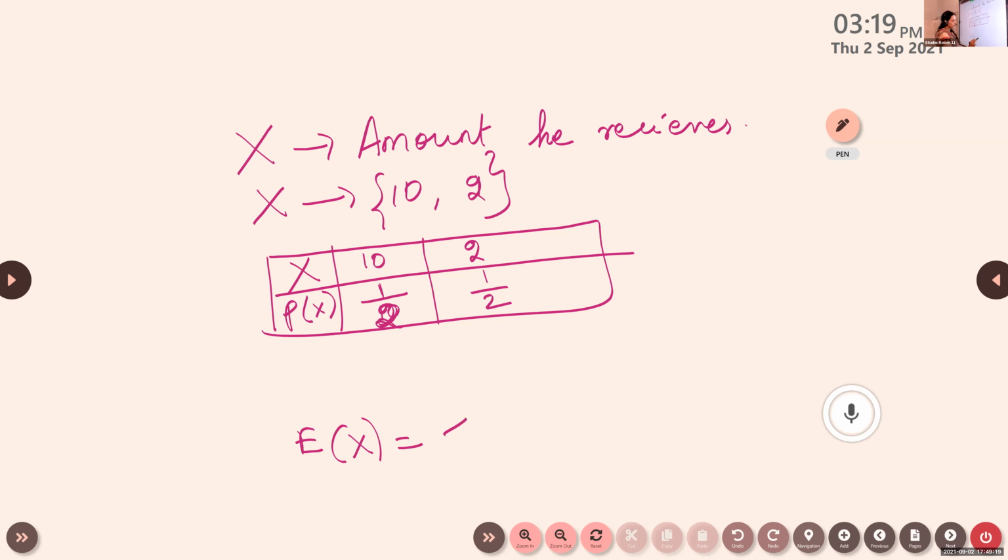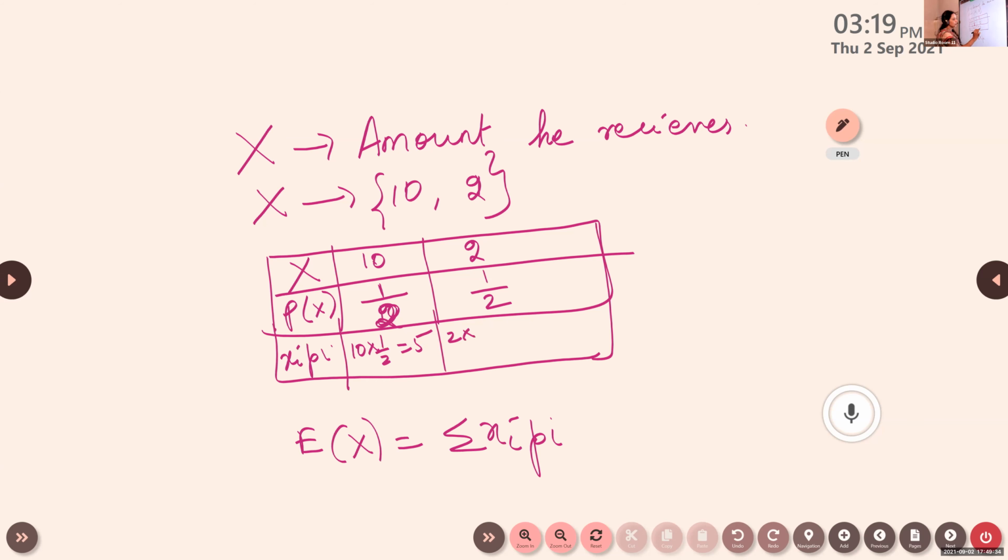E of X is sigma xi pi. So I'm writing another column, xi pi. What is xi pi? You multiply these two: 10 into 1 by 2, which is 5. 2 into 1 by 2, which is 1. Next is sigma xi pi. Add these two. It is 5 plus 1, it is 6. Is it okay? How we find the expected value?